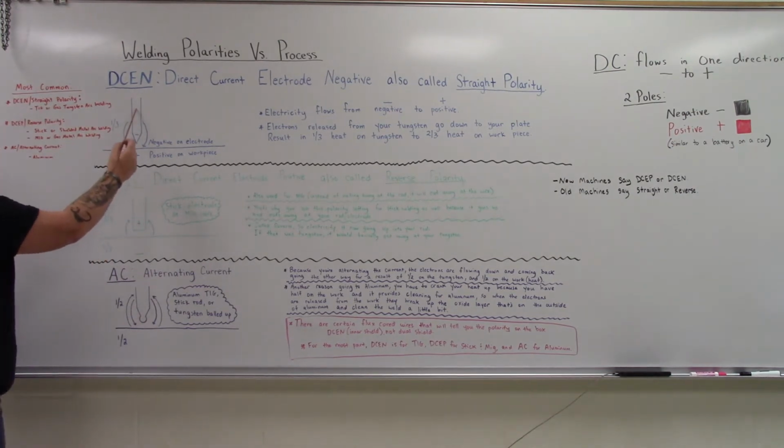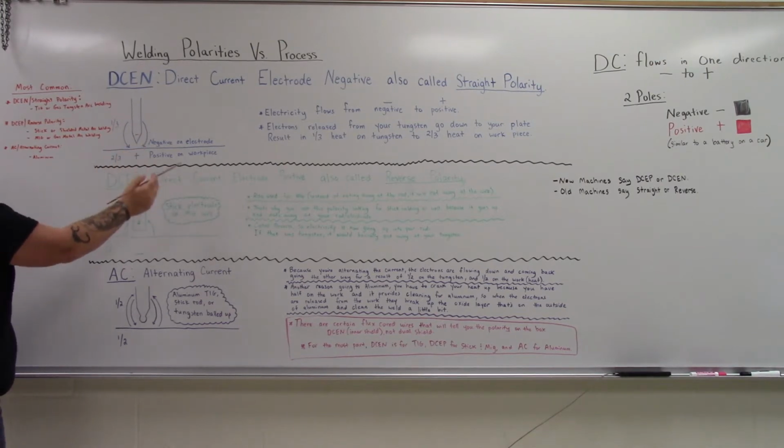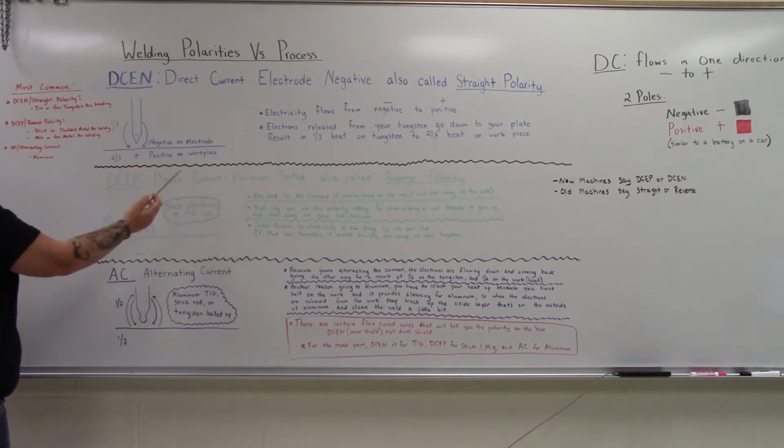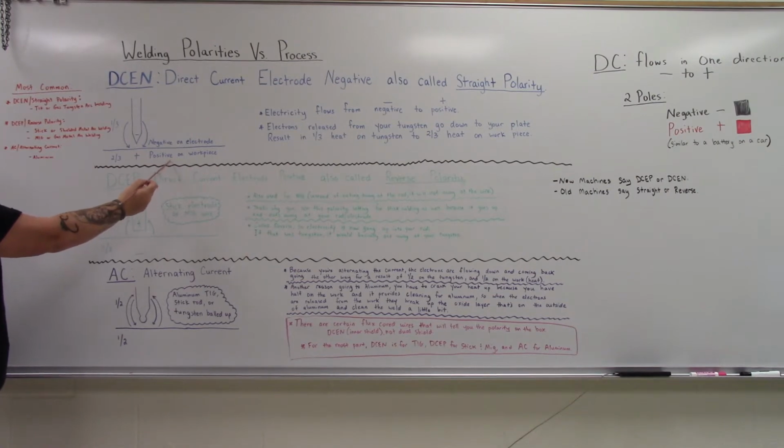So here's your piece of tungsten. You see how it's flowing down to your workpiece. So negative is on the electrode and positive is on your workpiece, okay?